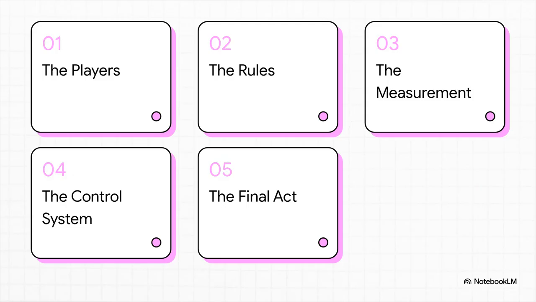So here's our game plan for today. First, we're going to meet the main players, the electrolytes. Then we'll get into the rules that they all play by. After that, we'll talk about measurements, the whole pH scale, and then the control system of buffer solutions. And we'll wrap it all up with the final act, the drama of precipitation. It's a full story from beginning to end.